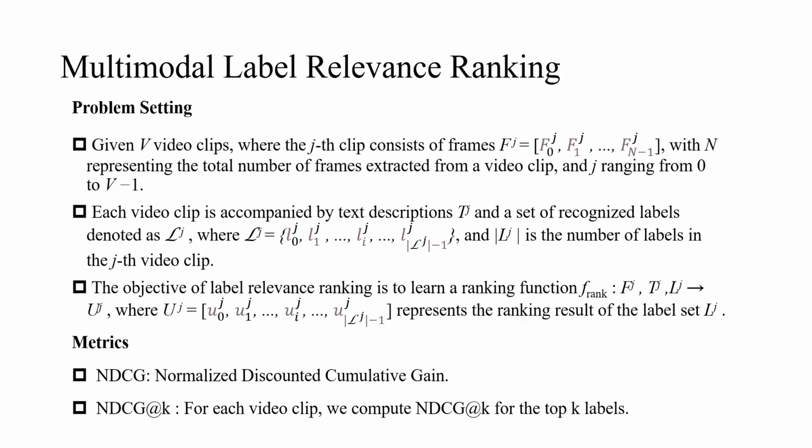Our goal is to rank labels based on their relevance to multimodal inputs like video clips and text descriptions. Each video clip consists of multiple frames and a set of recognized labels. We aim to learn a ranking function to order these labels. We use the NDCG metric to evaluate our ranking performance.